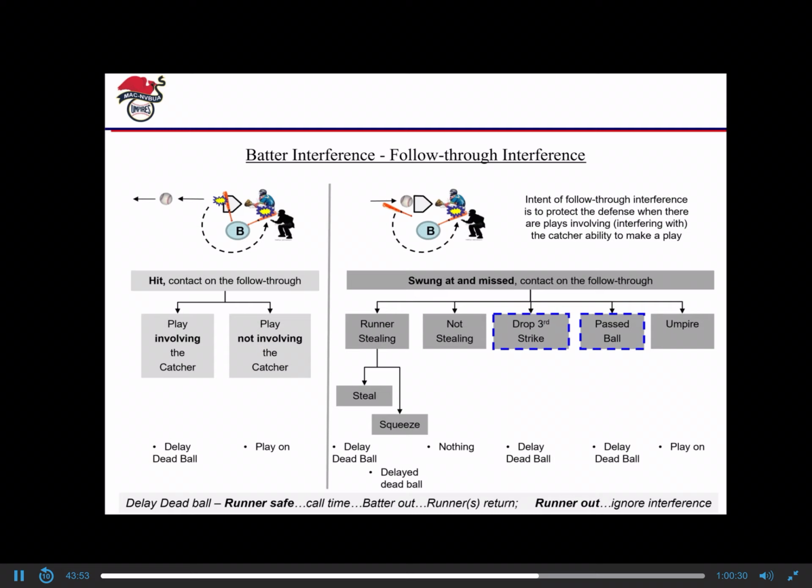Now, for those of you, this is just a little tidbit of information. For the drop third strike and the passed ball, the reason why that's highlighted differently is as we progress in our umpiring career, hopefully upward and maybe into some collegiate ball, when we get to different levels, this particular rule will have a different change to it. But for the high school level, this is what we do for follow-through interference.